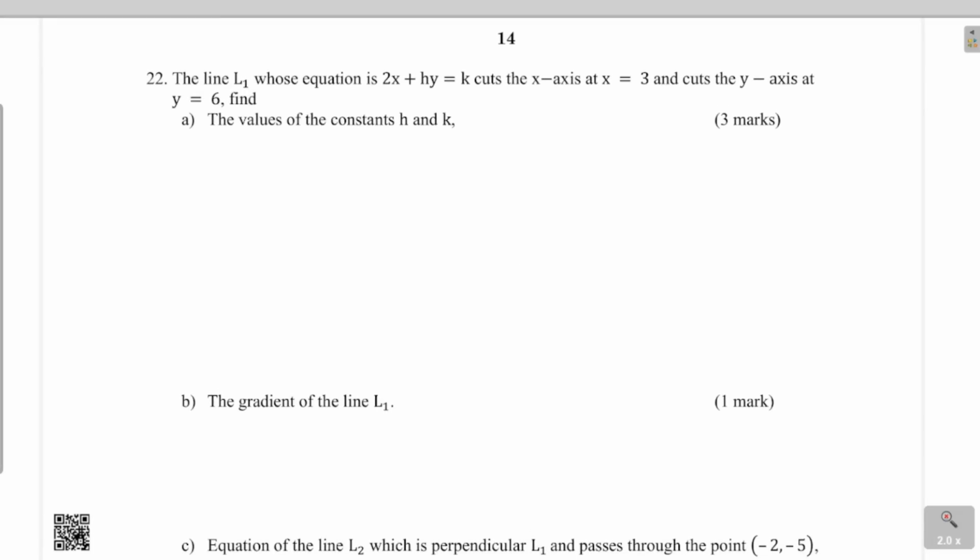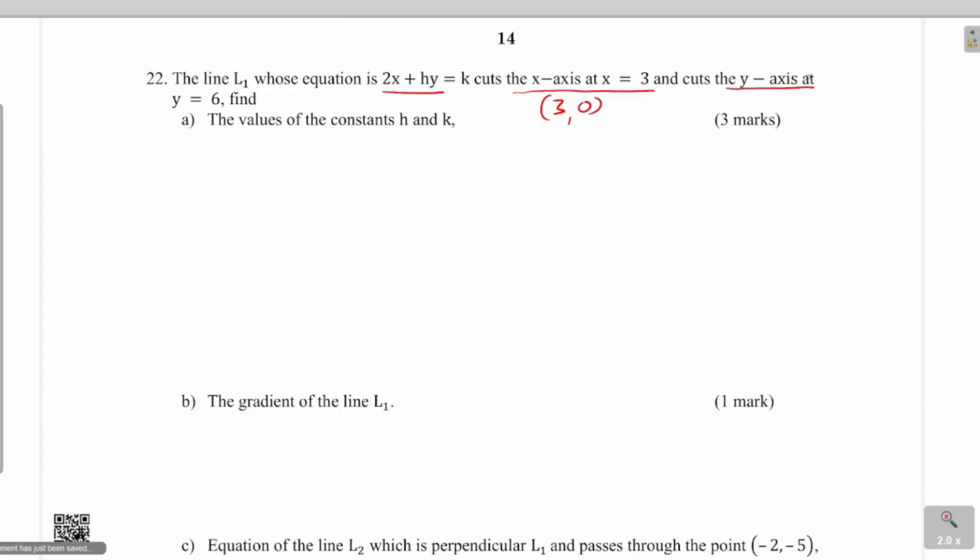Let's go to the first part. For the first part, you are given the equation of line 1. And then this is the most important point: it cuts the x-axis at x equals 3. Therefore, the coordinates of the point where it cuts the x-axis will be (3, 0). Remember, it cuts the x-axis when the y coordinate is 0. So the point will be (3, 0).